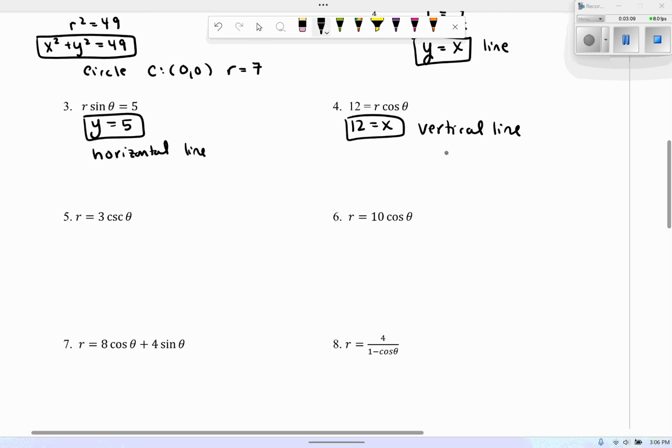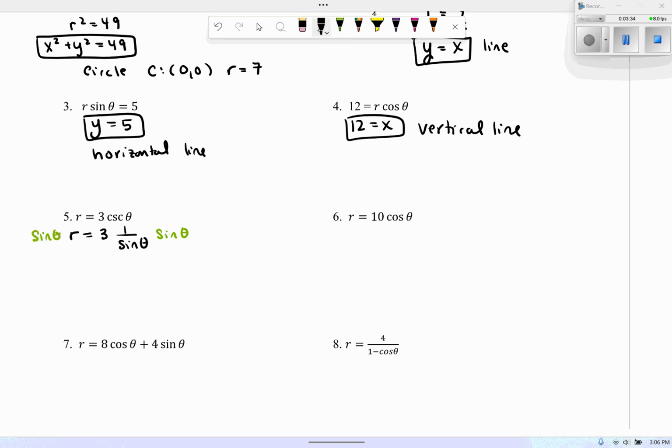So next we have r equals 3 cosecant of theta. So cosecant, we know, is a reciprocal function for sine. So instead of using cosecant, we'll use sine. So r equals 3, and cosecant is 1 over the sine of theta. And the reason we like doing that is because then we can multiply both sides by the sine of theta to get it out of the denominator. So that gives us r sine theta equals 3. And we know then r sine theta is y. So y equals 3, which is a horizontal line.